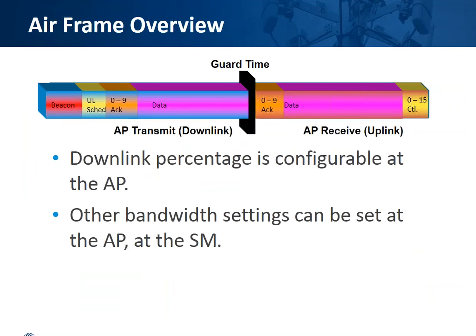When you look at the airframe in general, you'll see that on the downlink side, which is the transmit side from the AP, the first stage is the beacon. This will consist of the color code and the max distance. After that, you'll have the scheduling for the uplink in the next packet. Then you'll have acknowledgments, and then the individual data stream itself, followed by the guard band or guard time. On the other end of the frame we'll have the AP uplink receive, which consists of the acknowledgments, data, and control slots.